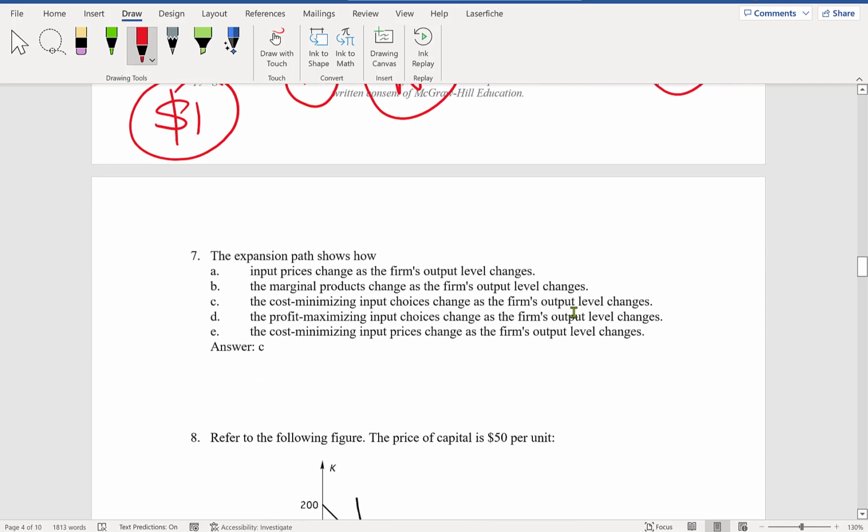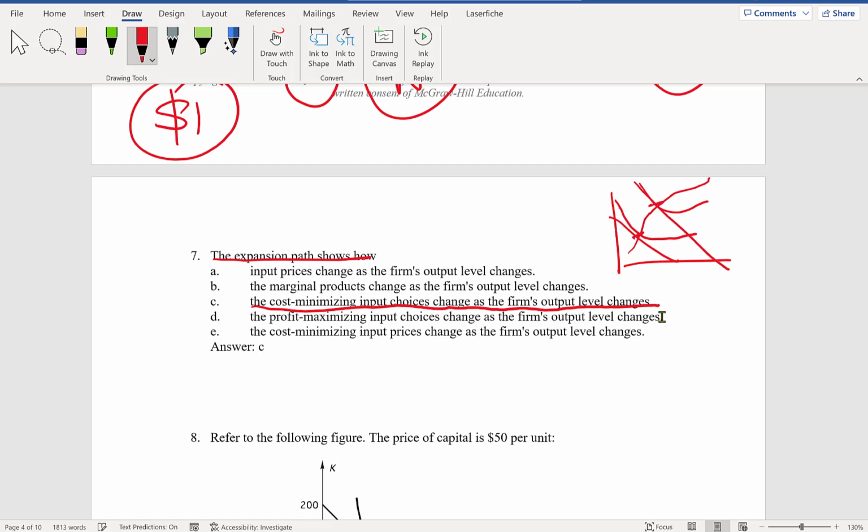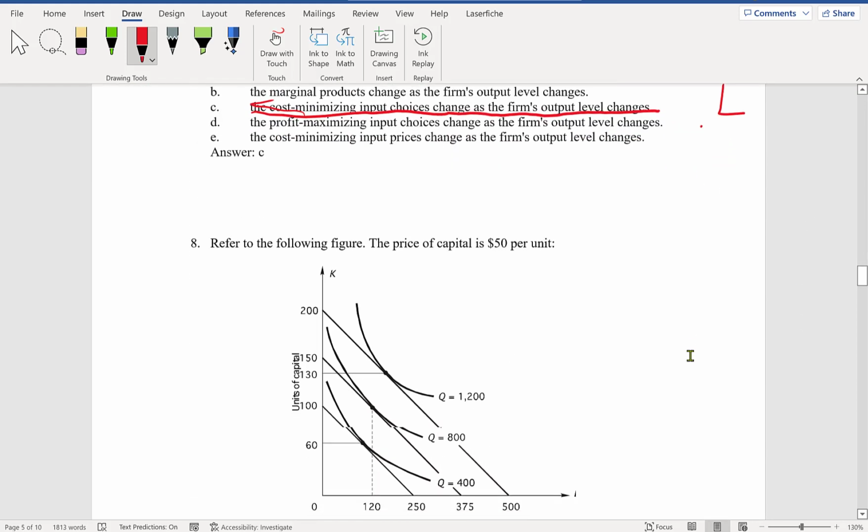Question 7. Okay, this is a knowledge question. The expansion path shows how the cost minimizing input choices change as the firm's output level changes, right? So expansion path, boom, I'm trying to produce this. Maybe I'm trying to produce this right here. So expansion path is a path that shows cost minimizing input choices. We have labor and capital here. Capital, labor.